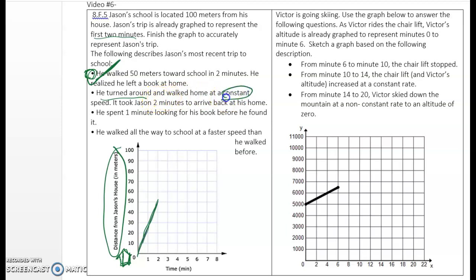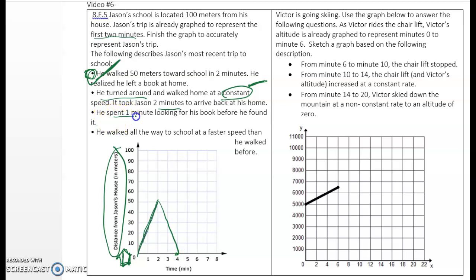He walked at a constant rate. We know that means it's going to be a straight line. It took Jason 2 minutes to get back home. So that's 2 additional minutes. So right now we're at minute 2. If it took him 2 minutes to get home, then we know it will be 4 minutes that have passed. Since it's constant, I'm drawing straight as I'm capable of doing on my computer.